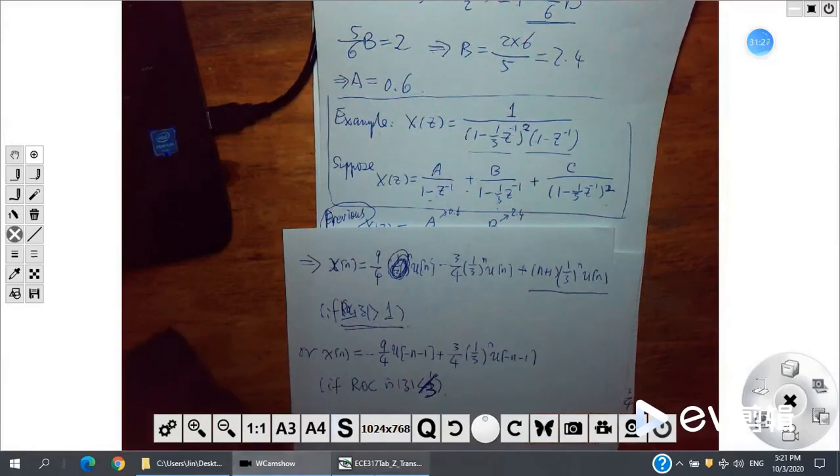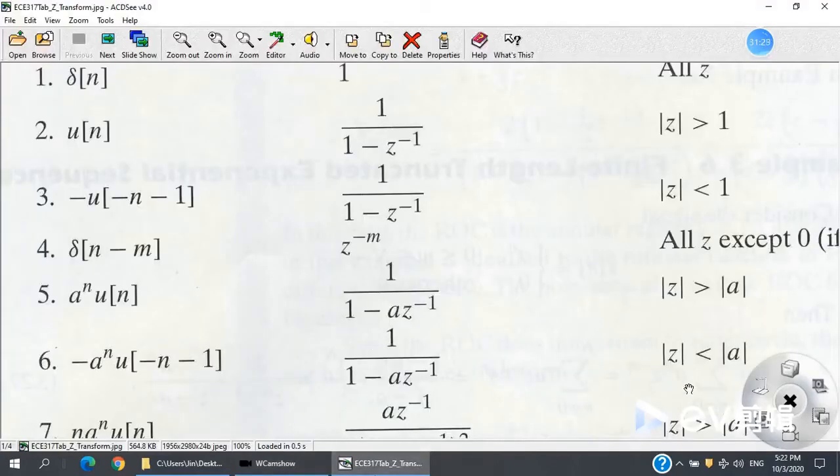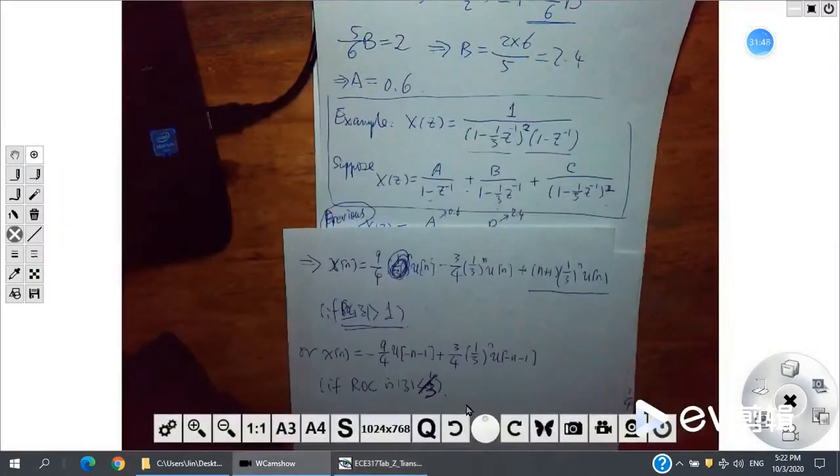Check the table right here. z is smaller than a. For this one, go back to the time domain, still a^n times u of something. But inside the u, the time index is negative n minus 1. And before the power of a, you need a negative. Right? Yeah, I just put it here.